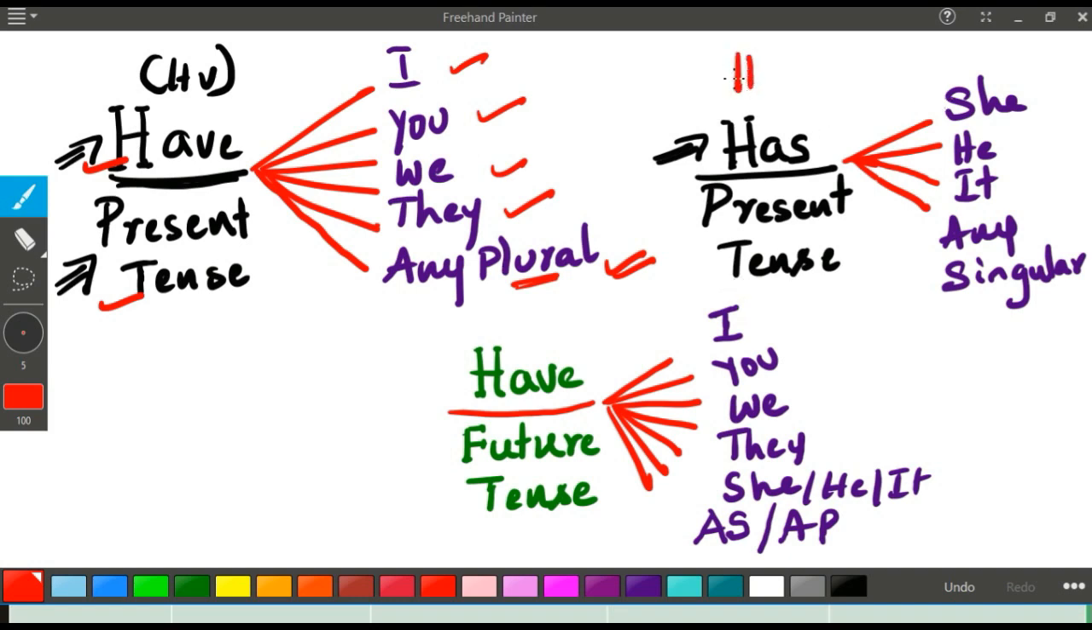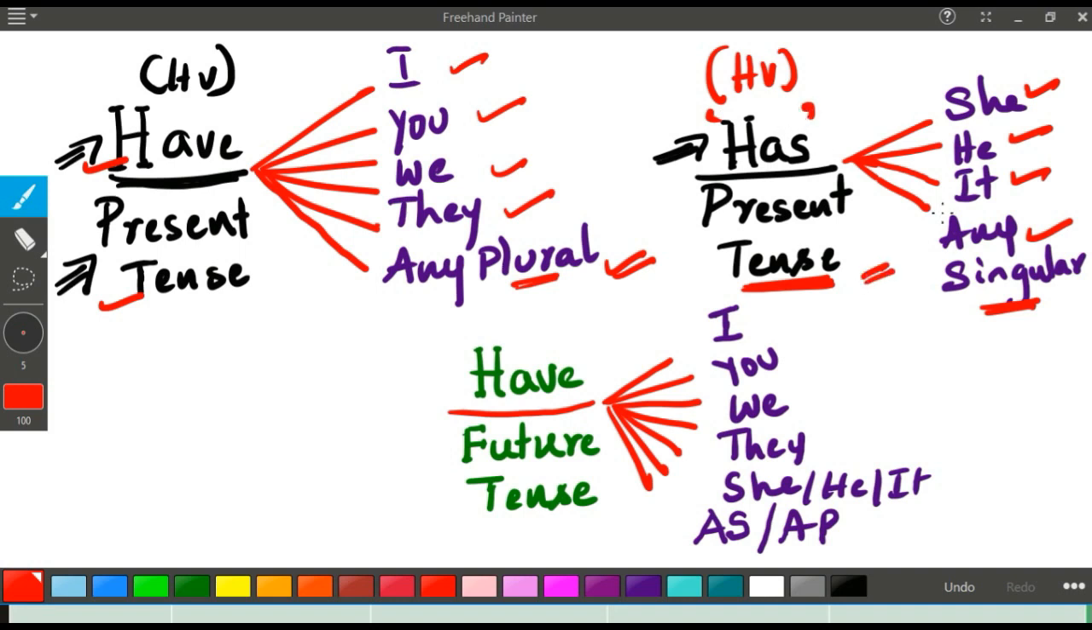Has is also another helping verb like have, which is only and only used in present tense. Point to be noted, has neither can be used in past nor can be used in future. It is exclusively used in present tense. It is used when the sentence starts with she, he, it, any singular. When I say any singular, I mean teacher, student, child, person, college, nation. So when the subject is singular in the sentence, automatically has comes into picture in present tense.